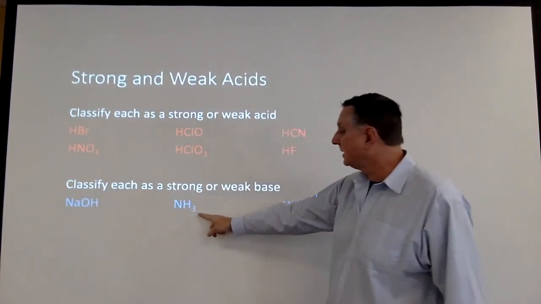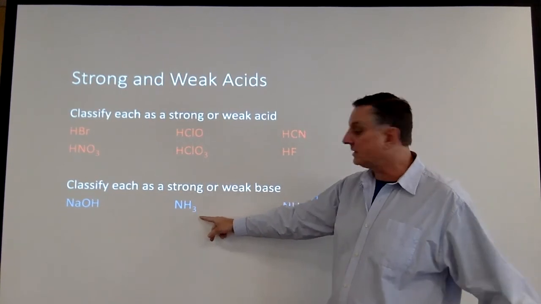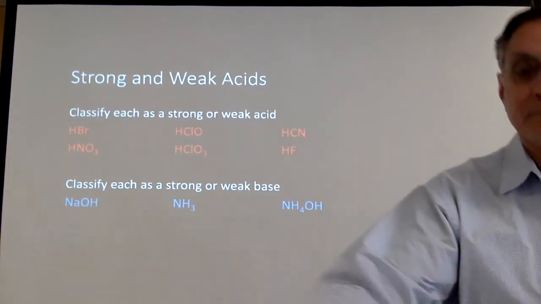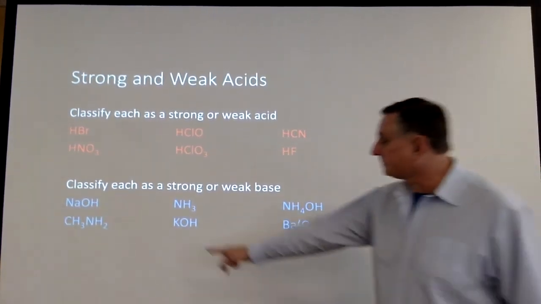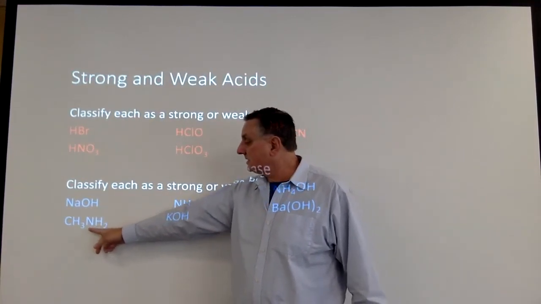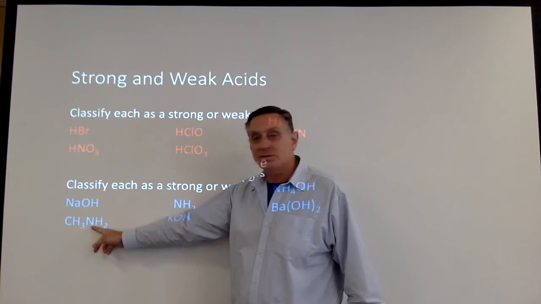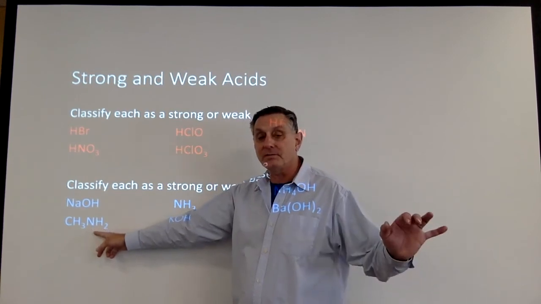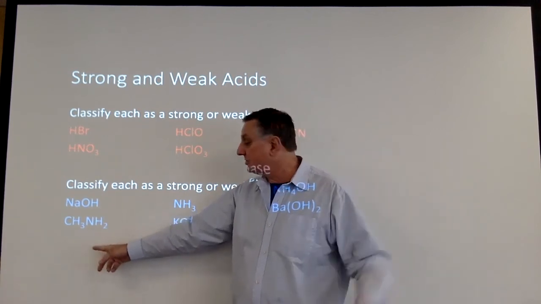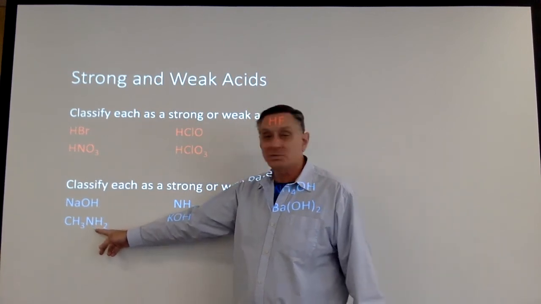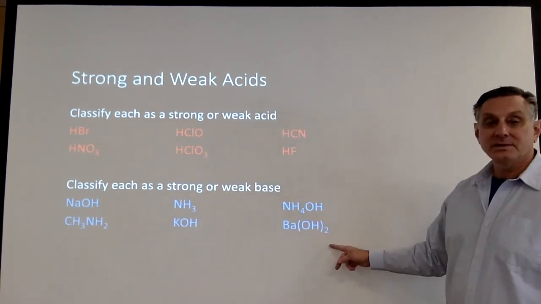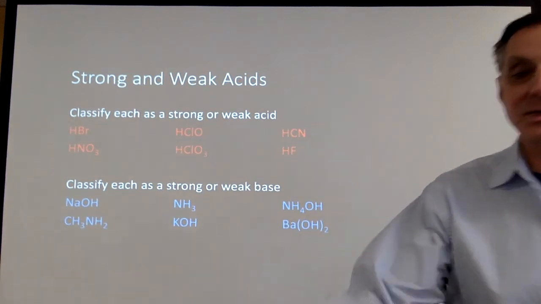NaOH, strong. NH3, not strong, weak. NH4OH, not one of the strong ones, weak. What about this? This is another type of base. It's these amine compounds, the nitrogen with the lone pair of electrons that are free. They act as bases. They accept hydrogen ions at this nitrogen. This is weak, not one of the strong ones. This is strong. How about this one? That's right, that also is strong.